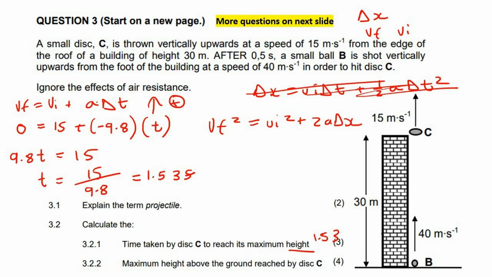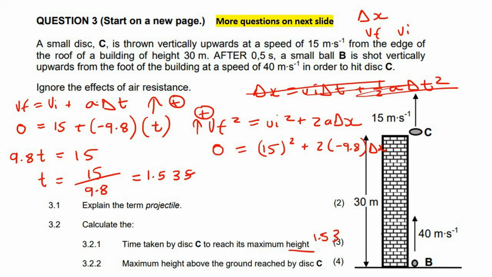Let's choose upwards as positive. So we know that the final velocity is 0. We know the initial velocity is 15. We know acceleration is 9.8, but it's negative because it's acting down. We chose up as positive, and then delta x, we don't know what that is.